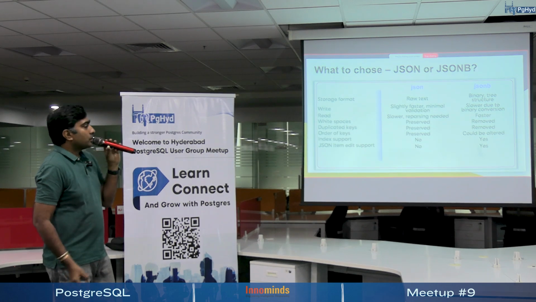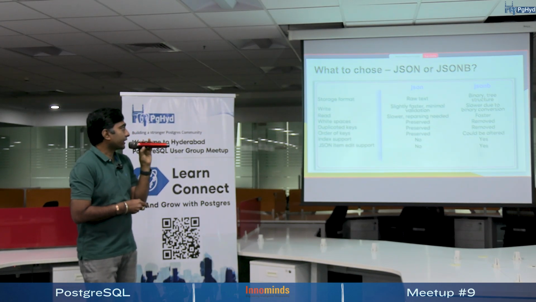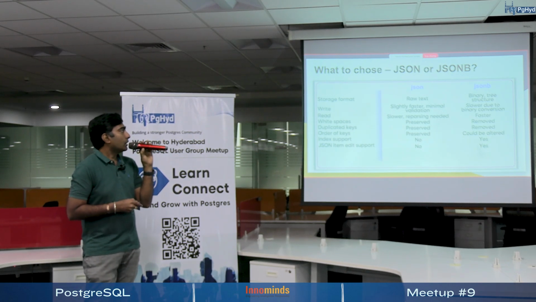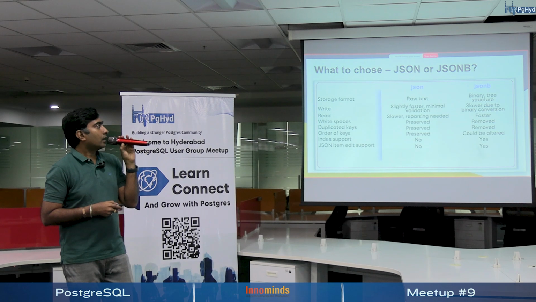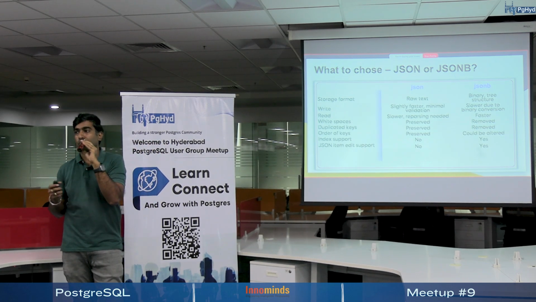Writing is slightly faster in JSON because there is no parsing. Very minimal parsing techniques will be applied when we choose JSON. When it comes to JSONB, it is slower in nature, right? It has to parse, compress and store.